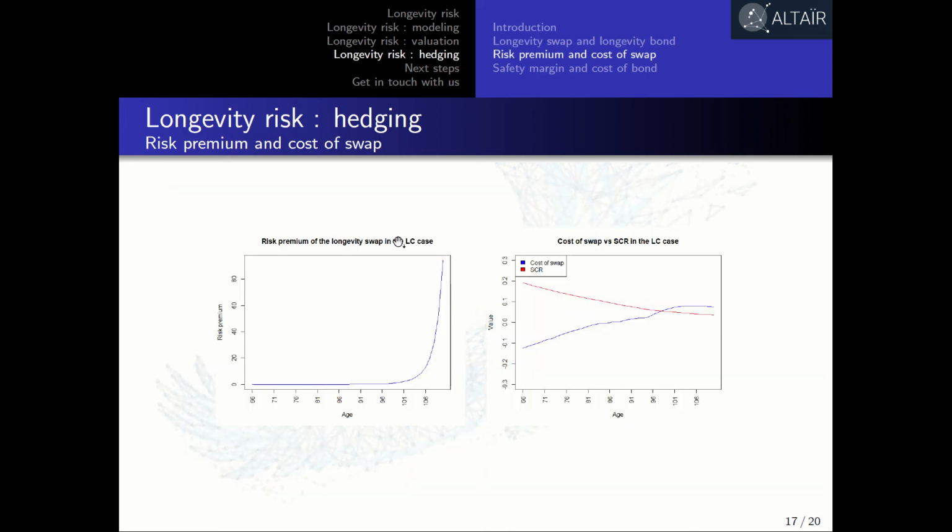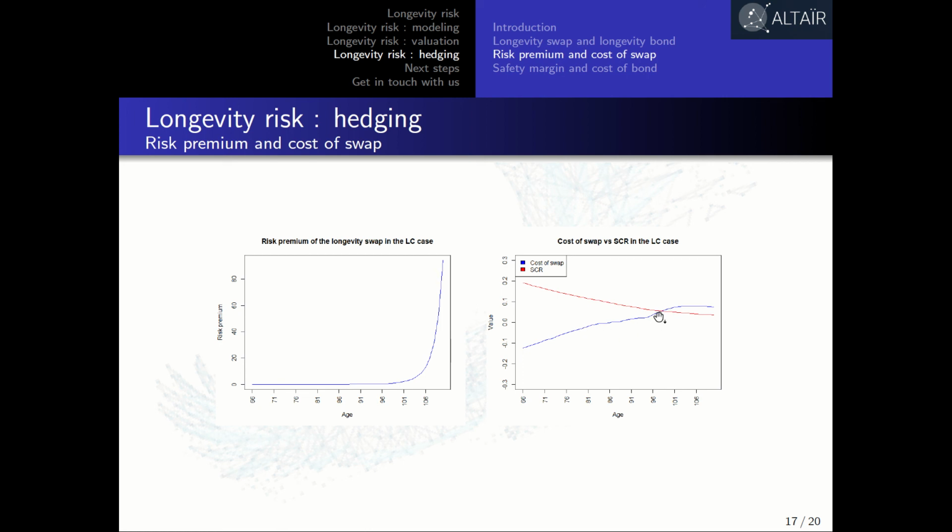Now, for the longevity swap, we can graph the risk premium on the left and the swap cost versus the longevity solvency capital requirement, or SCR, of the unhedged portfolio, computed by applying a longevity shock of 20% onto the Wang Transform Lee Carter survival probabilities. We can underline that longevity risk over relatively short-term horizons is quite low, as we can see on the risk premium figure, but tends to rise relatively fast over longer runs. The swap cost is lower than the SCR during 30 years.